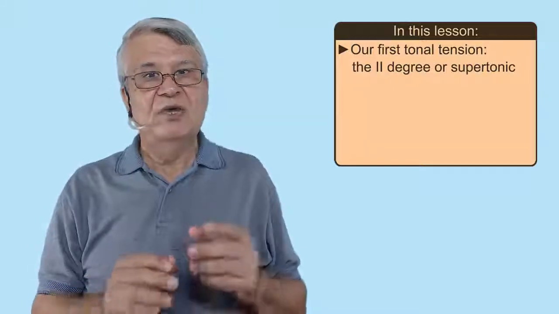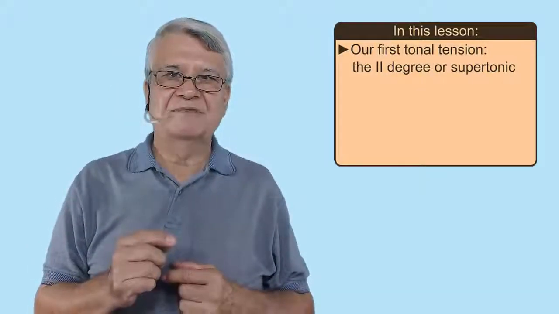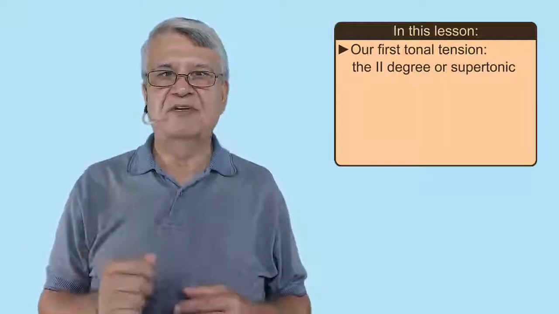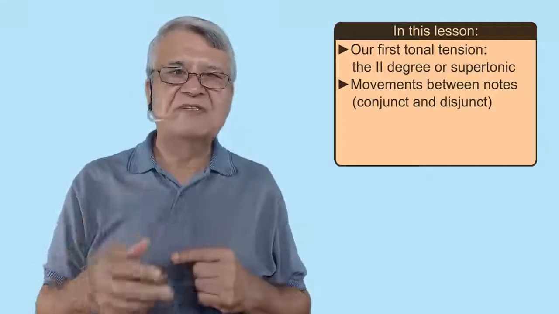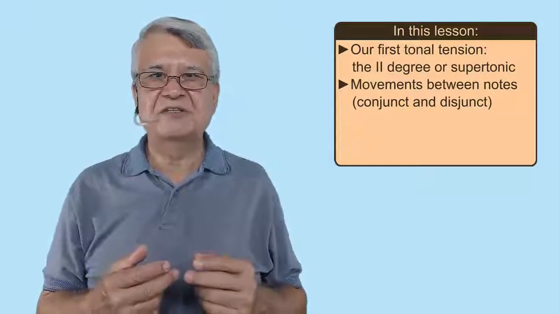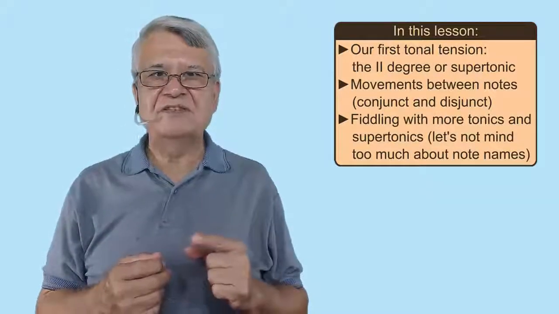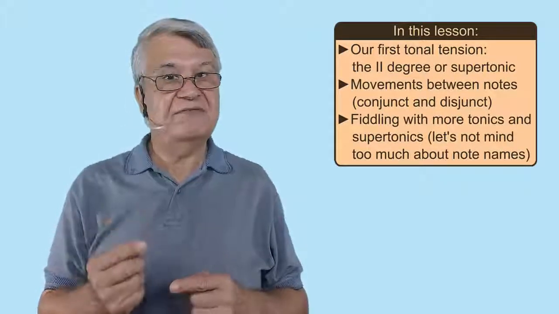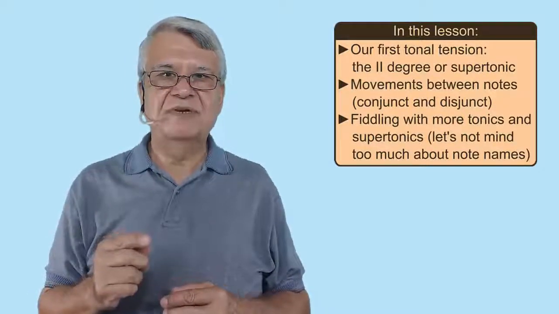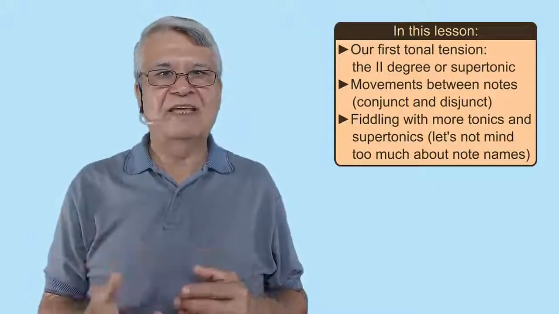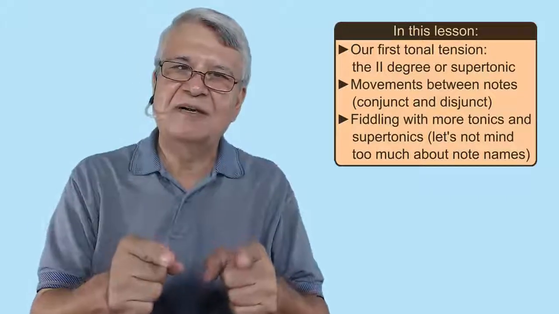In the way, we will talk about the different types of changes or movements between notes. Besides, we will experiment with choosing different tonic-supertonic combinations to see the frequent convenience of referring to and thinking of the components of a scale in terms of tonal functions or degrees rather than by note names, just after the choir.